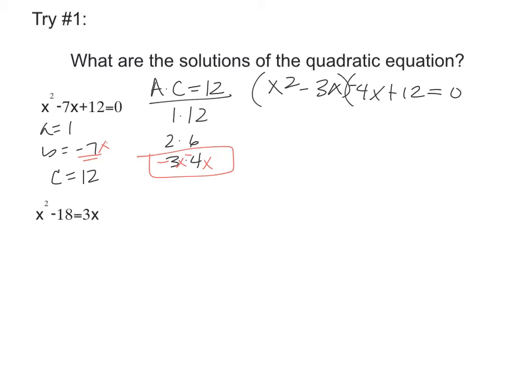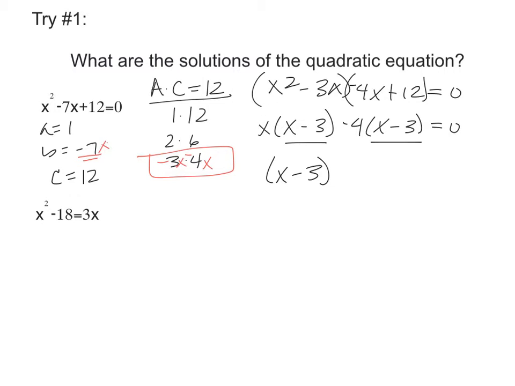We group the first two and the last two. The greatest common factor of x squared minus 3x is x. What's left over is x minus 3. The greatest common factor of -4x plus 12 is -4. And again, we're left with x minus 3. All right, if we've done this correctly, one of the factors is x minus 3 and the other is x minus 4. If we set each of those equal to 0, then our solutions would be x equals 3 or x equals 4.